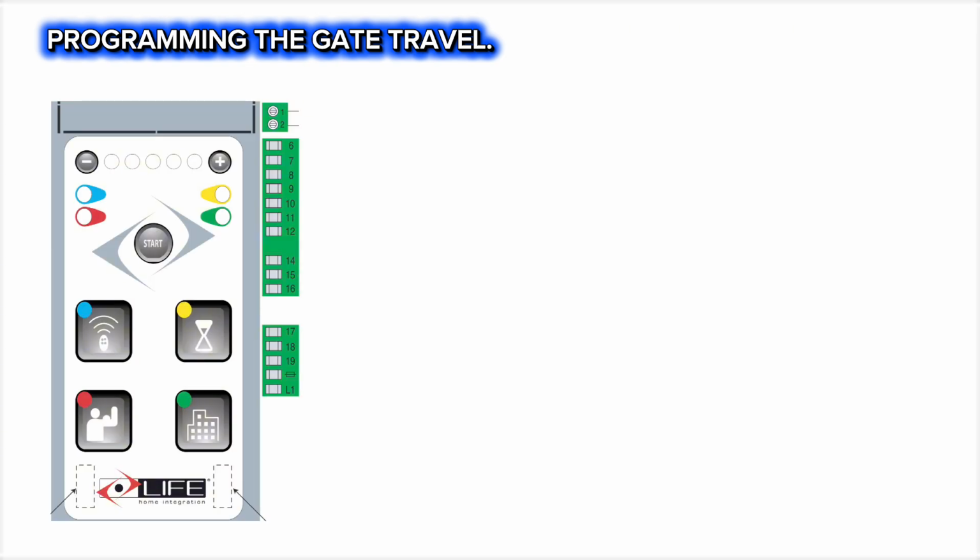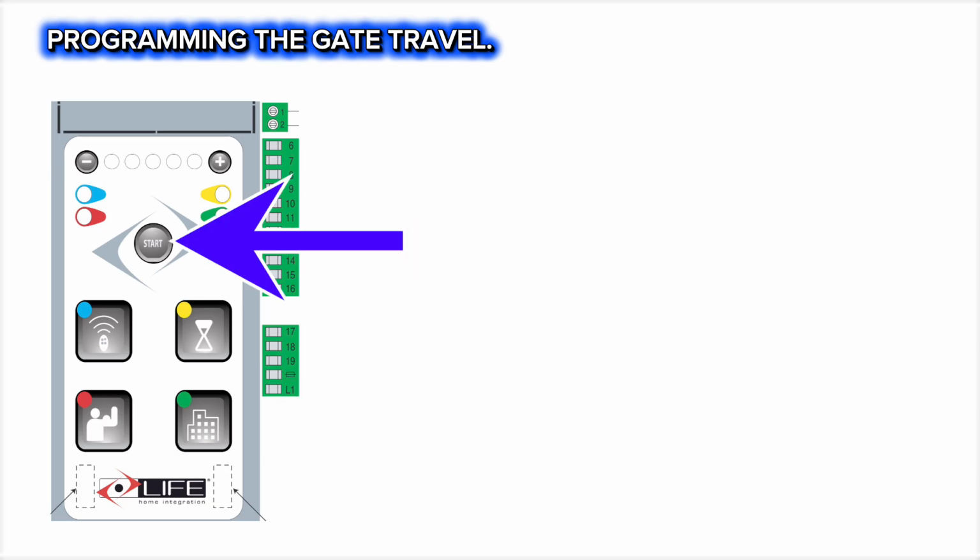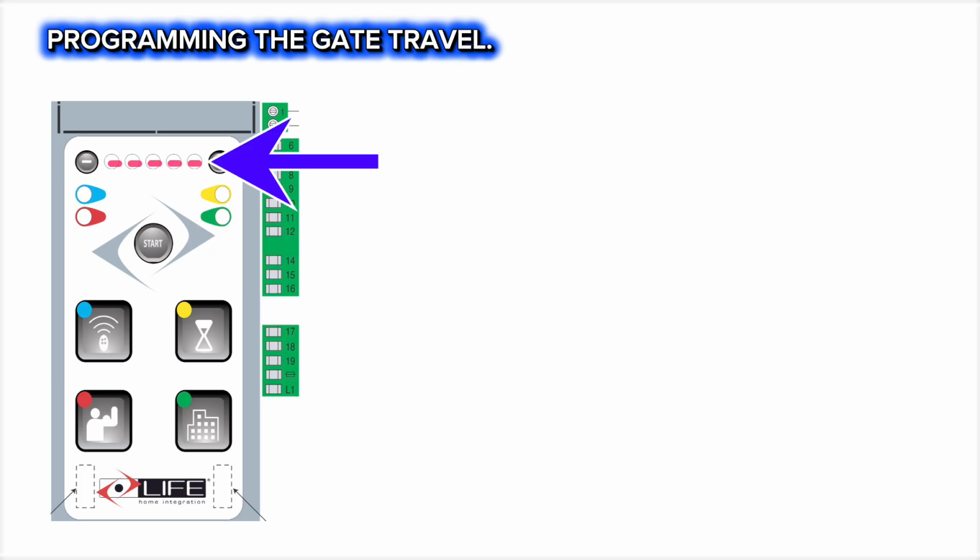Programming the gate travel. Hold Start button for 5 seconds. All 5 LEDs light up and start flashing. Now, press 1 time Start button. The gate should start closing.